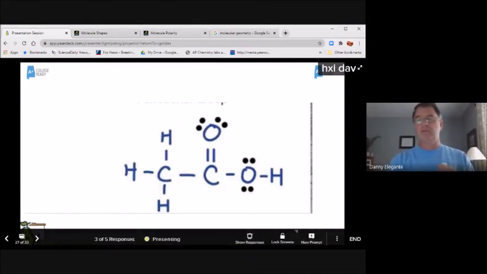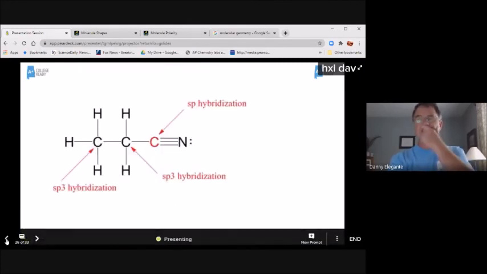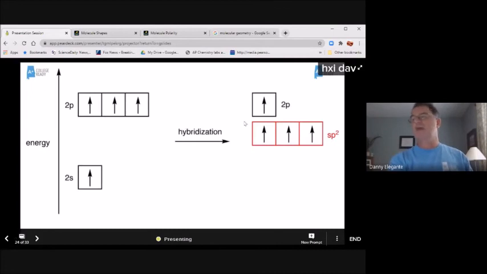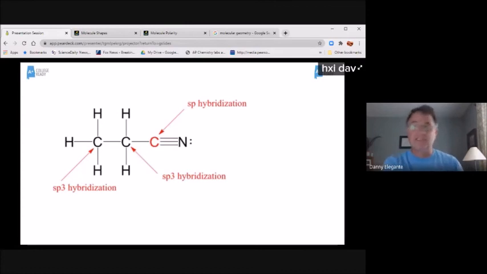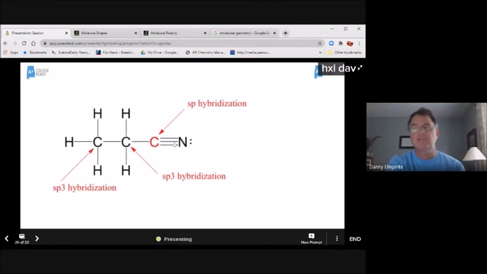What I want you to remember is when you have a leftover p orbital that you don't use, that's always going to be used to make a double or triple bond. So for example, this carbon has sp hybridization. That means it has 2 p orbitals left over that it doesn't do anything with. Those leftover p orbitals, that's what we use to make those double and triple bonds. So anytime you have all single bonds, it's usually going to be sp3.